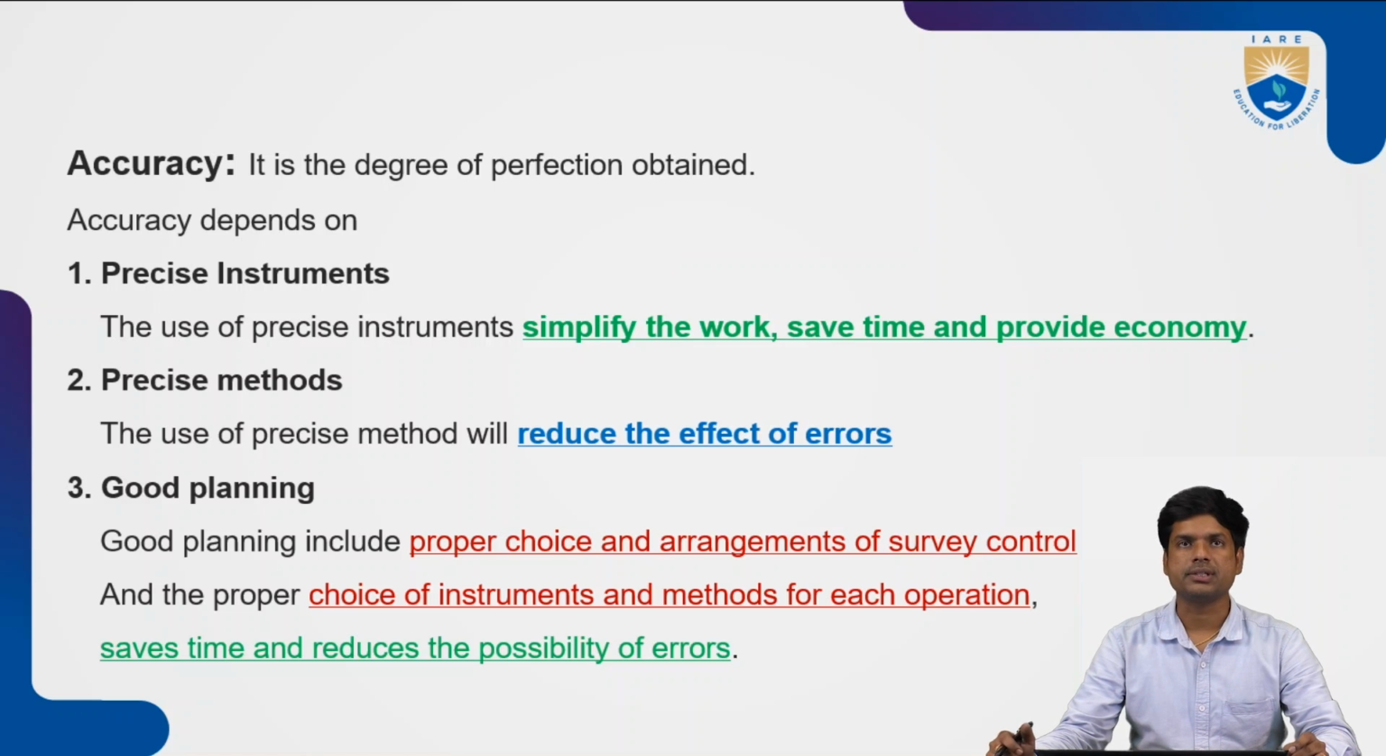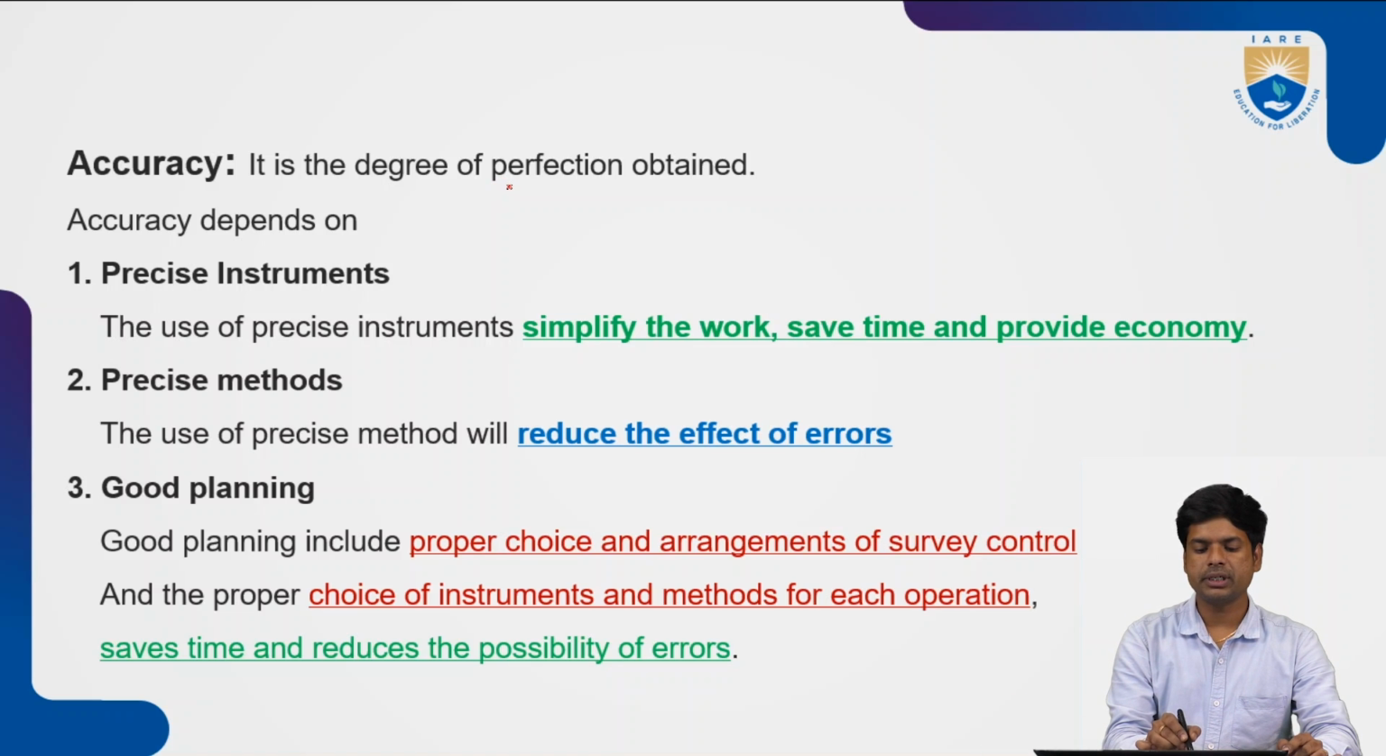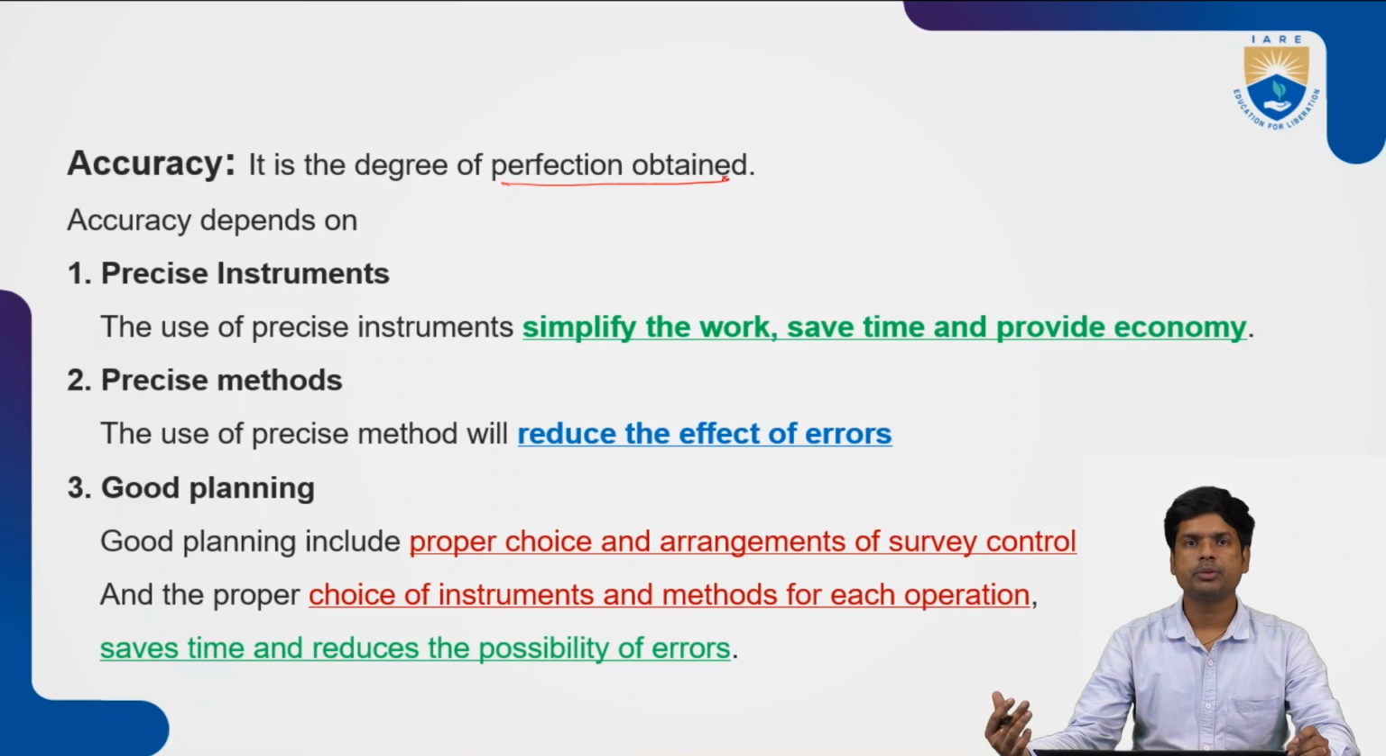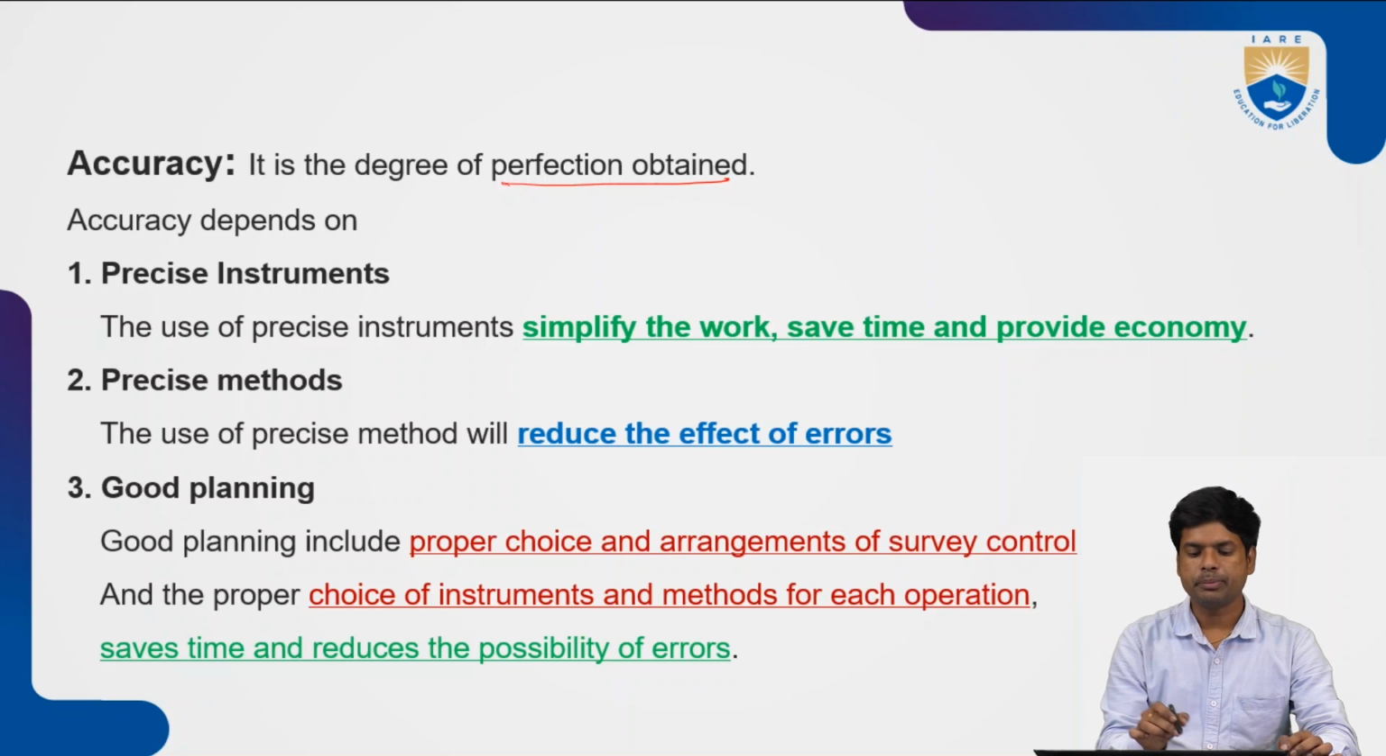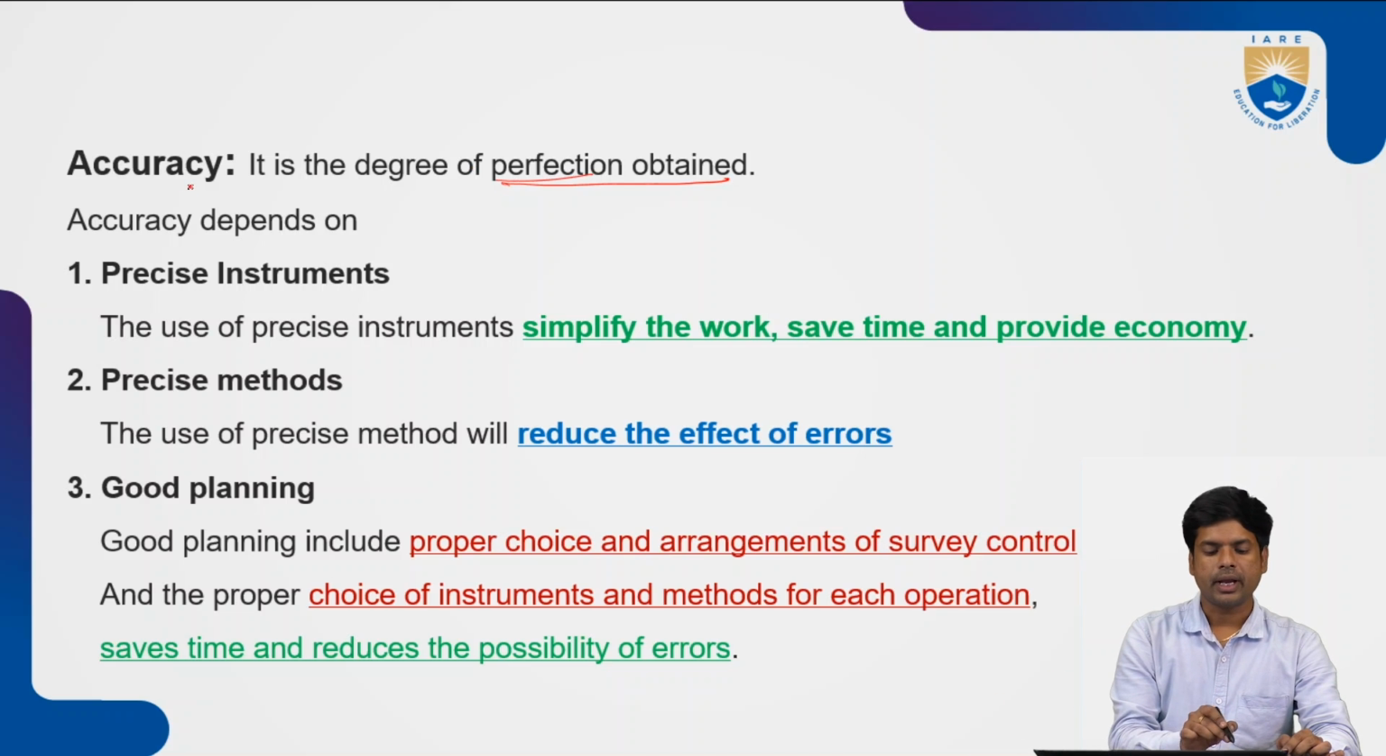Coming to the definition of accuracy, it is the degree of perfection obtained. So whenever you are going to take measurements in surveying, how precisely you measure the particular measurement, that perfection is called accuracy. And this accuracy depends upon the following three factors.